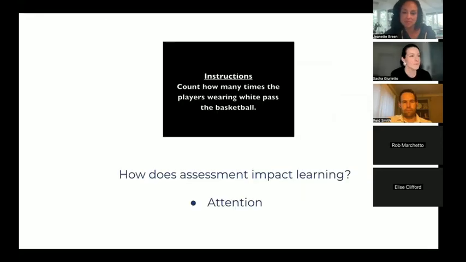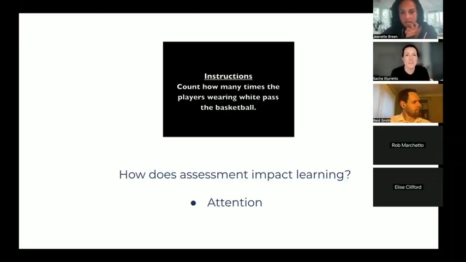Oh, here we go. So how does assessment impact learning? One way is attention. So before we've even given an assessment, teachers will often signal to students what's going to be on an assessment. I know that I've said to students in my classes, pay attention to this because it's going to be in your assessment. That's something that teachers say all the time.